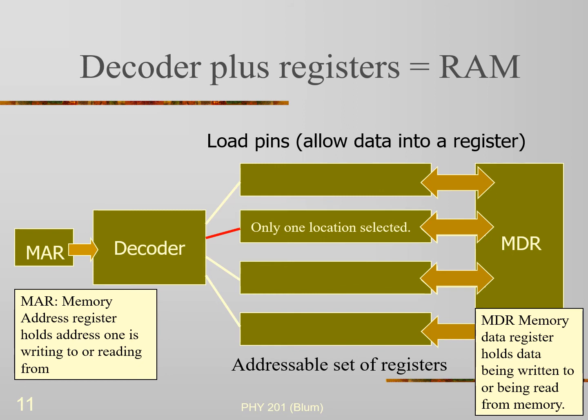It can be written to or read from using another register, the memory data register. So there's a single register on one side for addresses, a single register on the other side for data, and then there's a decoder that is fed an address, and then it selects out one of the registers among the bank of registers, and that's the one that interacts with the MDR. So that it will take data in from the MDR or send data out to the MDR.